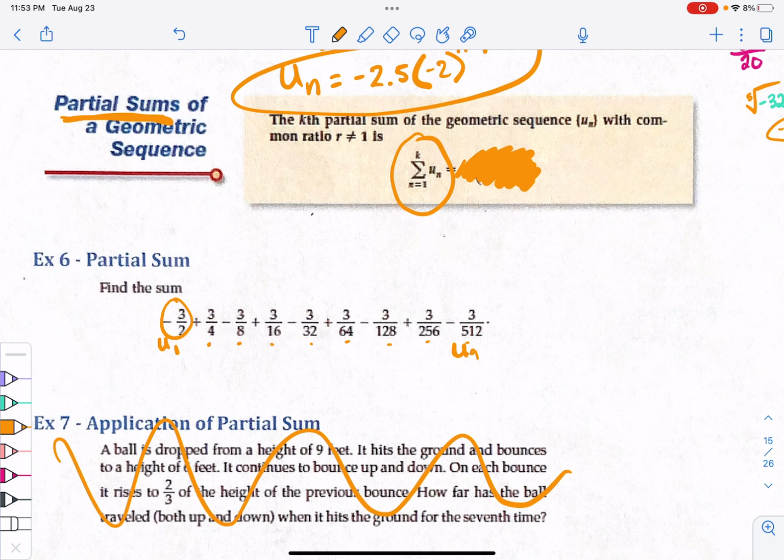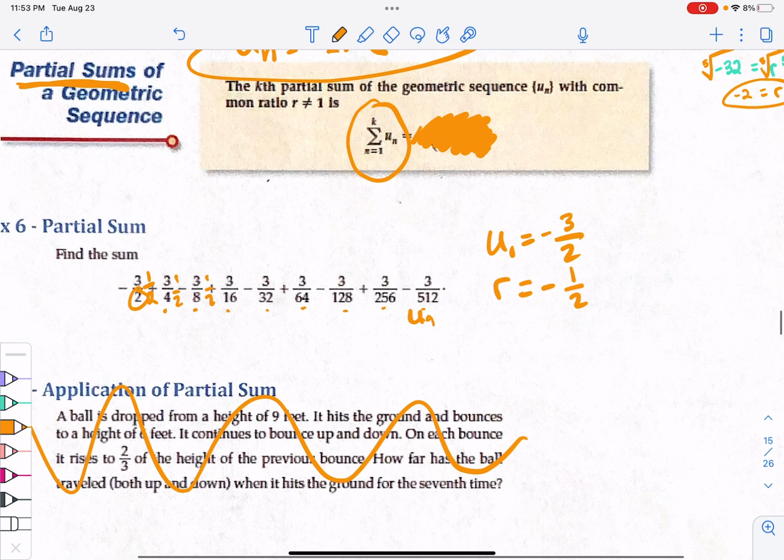So we know that u sub 1 is negative 3/2, and then we have to figure out what we're multiplying by each time, okay? So I am alternating from negative to positive to negative to positive to negative. So I know that my r has to have a negative in it in order for it to change sign each time. And I'm going from 3/2 to 3/4 to 3/8. So again, I'm multiplying that bottom number by 2, or I'm taking the whole thing times 1/2, times 1/2, times 1/2. So my r value is negative 1/2.